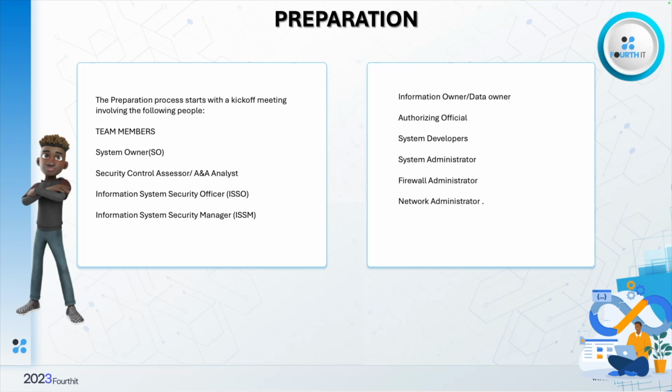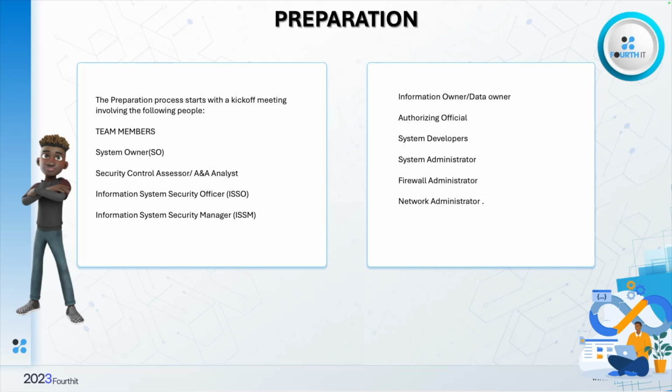Then you have your data owner. Your data owner, or your information owner, owns the information that is in the system. Remember, they don't own the system. They own the information that is in the system. The system owner owns the system, but the information owner owns the information or the data. Then we have the authorizing official, who in most companies is who we call the CISO, the Chief Information Security Officer. He's the authorizing official. He's the one that is going to grant the ATO, approving your system and signing the ATO for you.